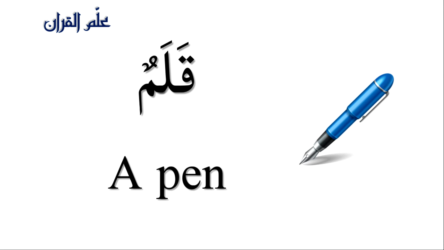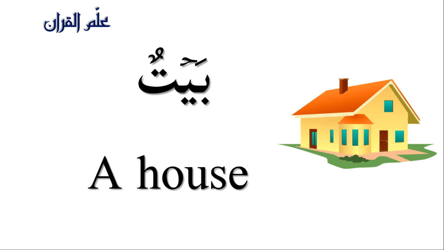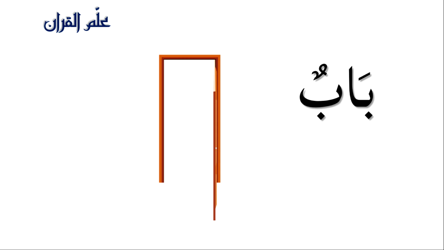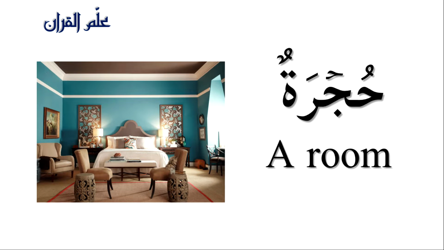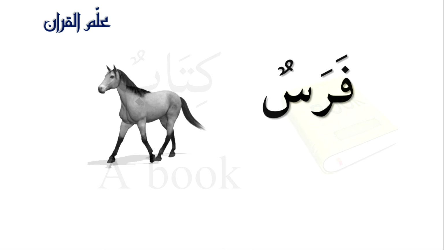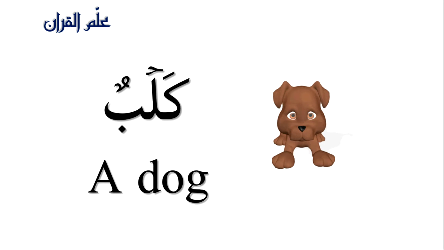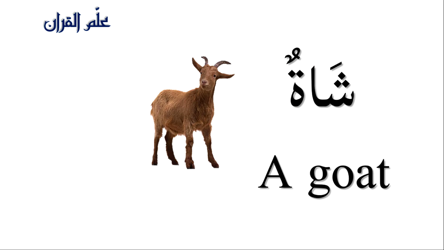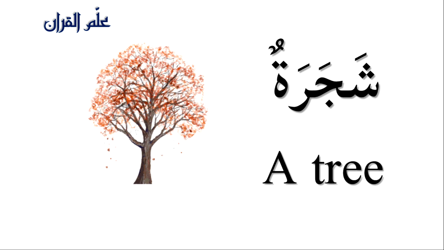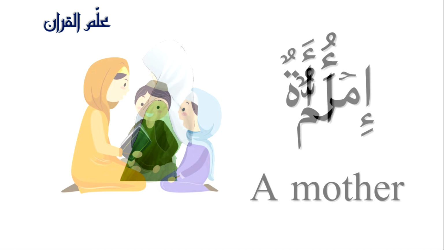قلم, a pen. بيت, a house. باب, a door. حجرة, a room. كتاب, a book. فرس, a horse. كلب, a dog. شاة, a goat. شجرة, a tree. أم, a mother. امرأة, a woman.